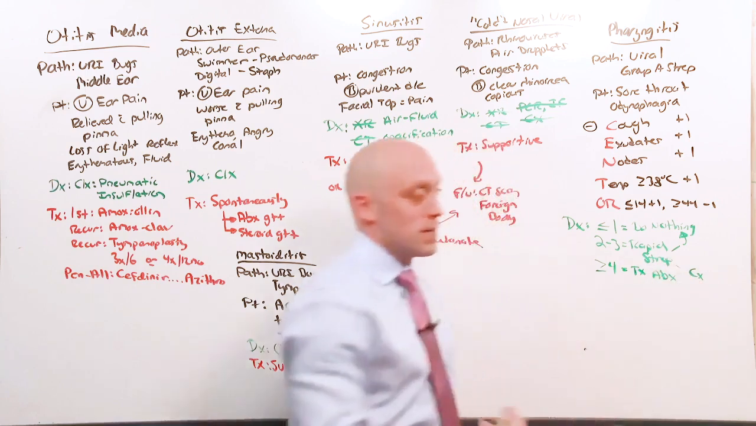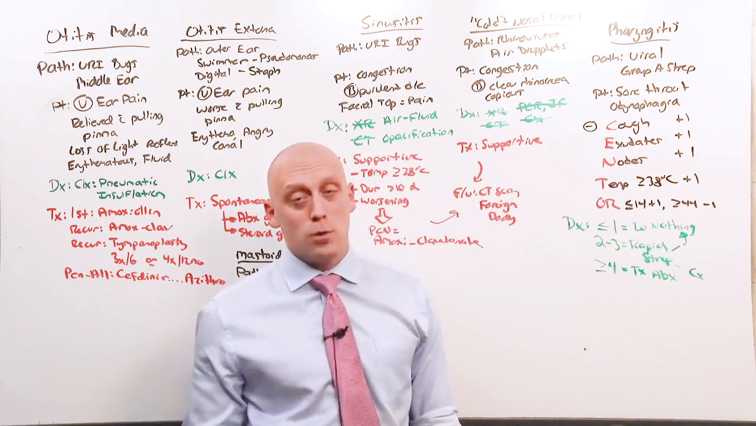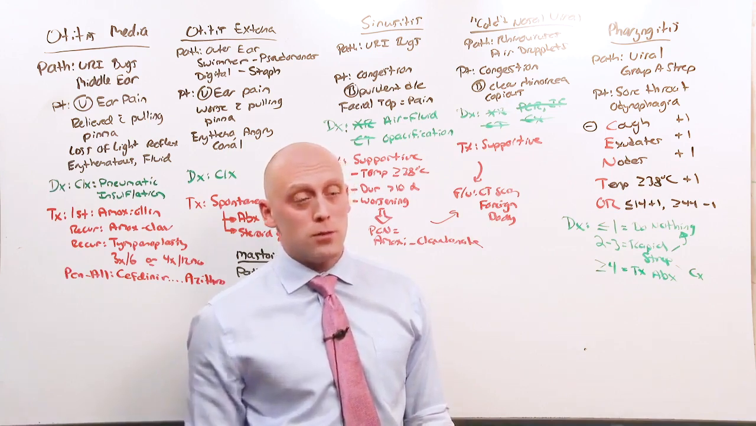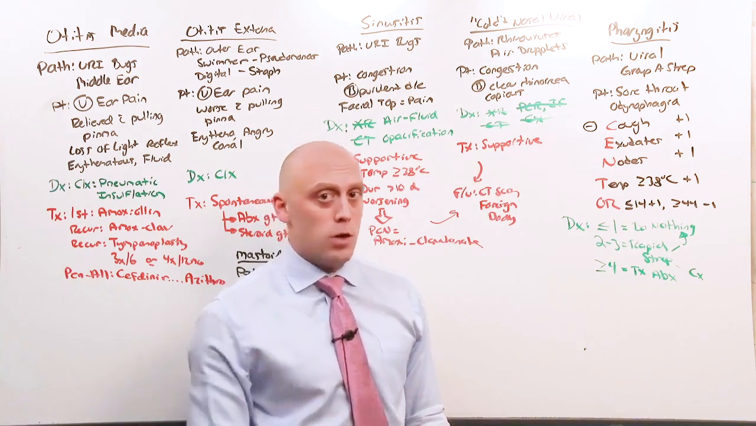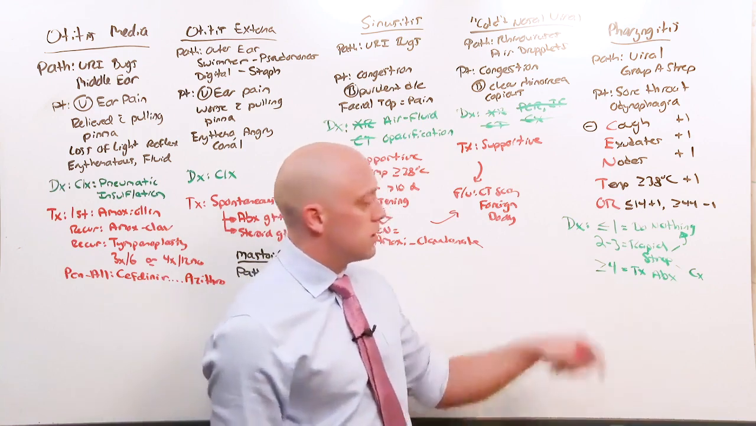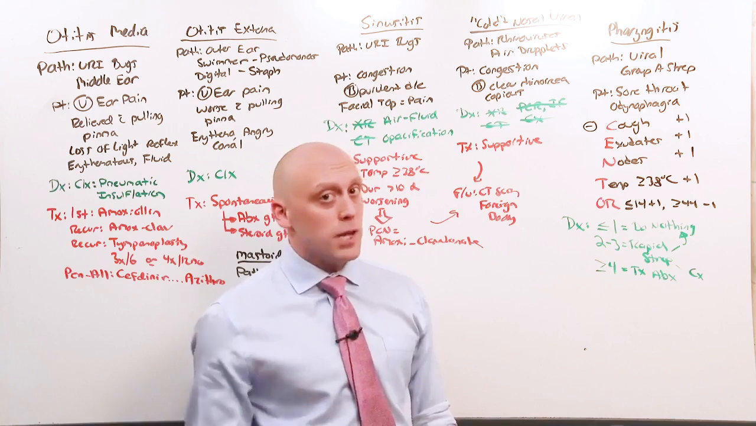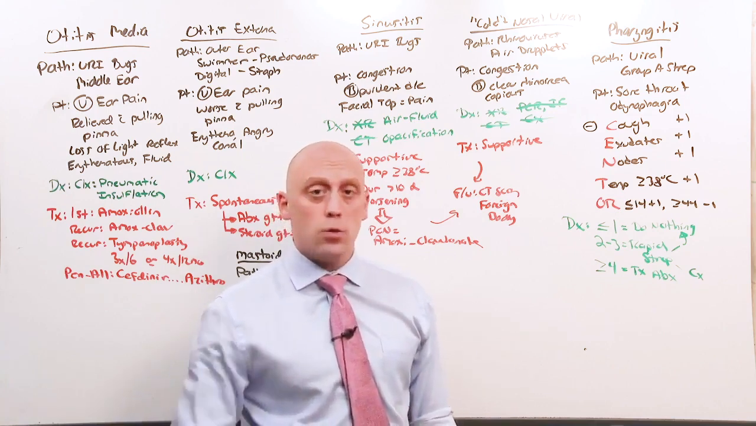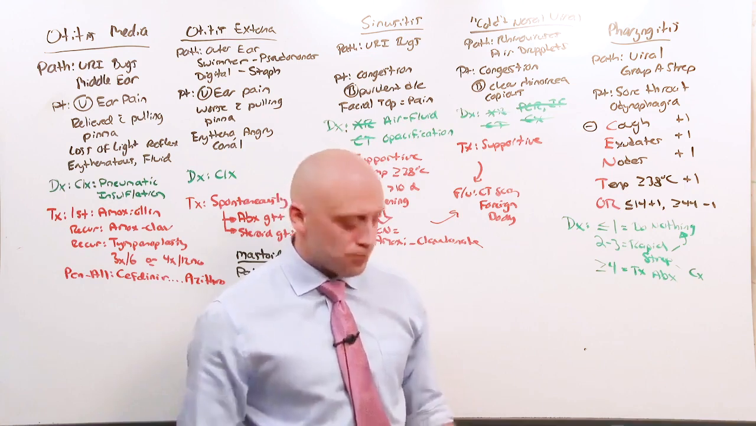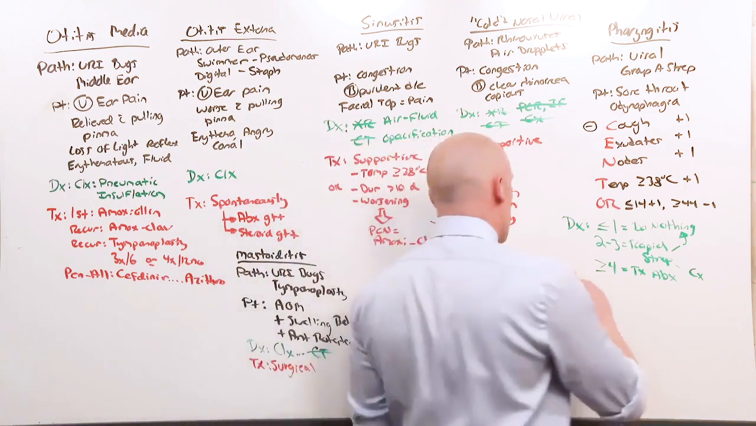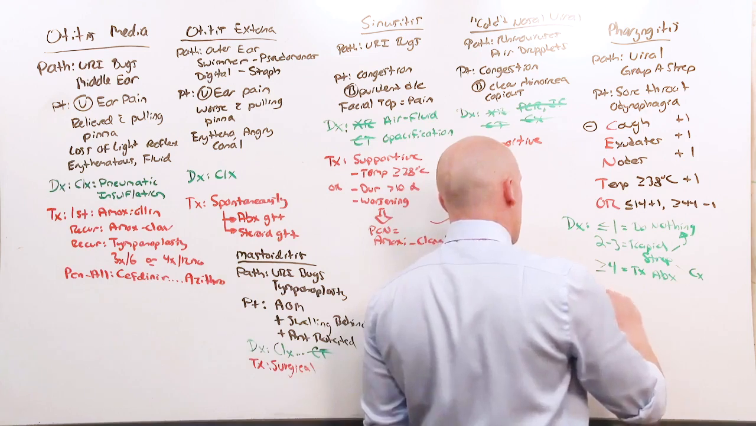Now this is tricky because the IDSA says, well, we want to know that it was a bacterial strep, so get the rapid strep anyway. The way I want you to practice on the test is simply to follow the Centor criteria, knowing in the back of your mind that one guideline says, no matter what, get the rapid strep. And the treatment is going to be amoxicillin clavulanate.